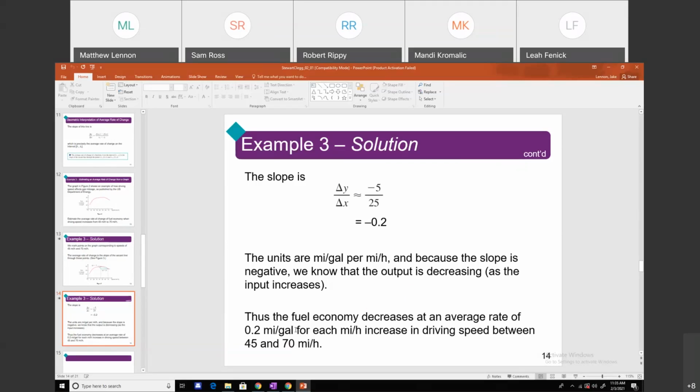2/10 of an hour. So basically, this is telling you by increasing your speed, you're getting 12 minutes less per gallon of gas. That's another way to interpret it. 12 minutes less driving time per each gallon of gas. Of course, the trade-off is you're getting there faster.